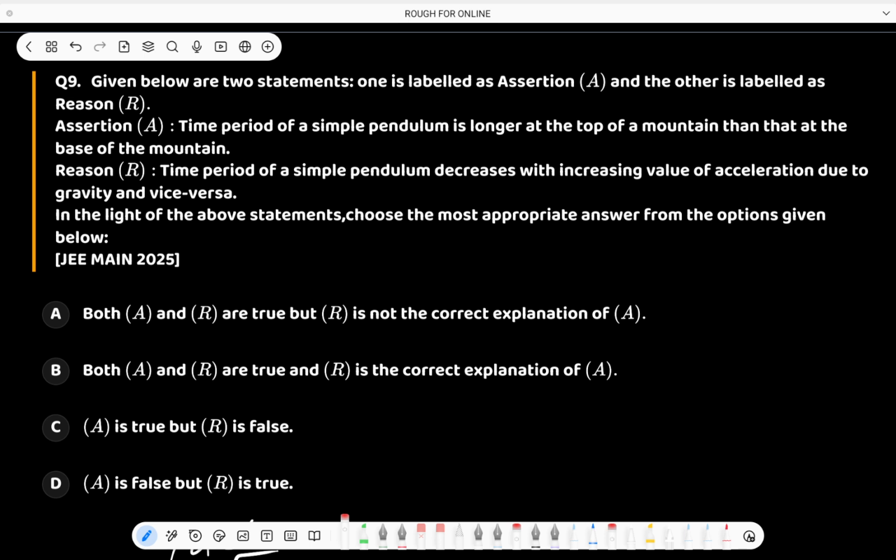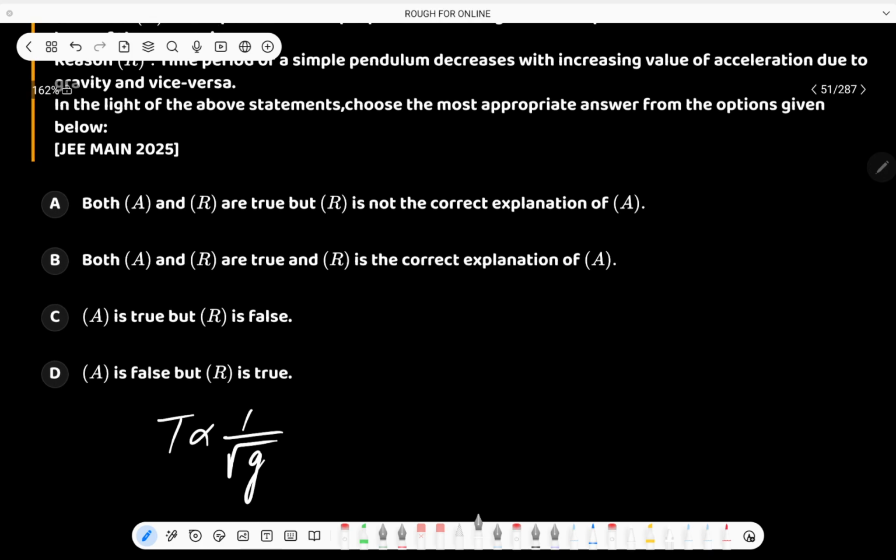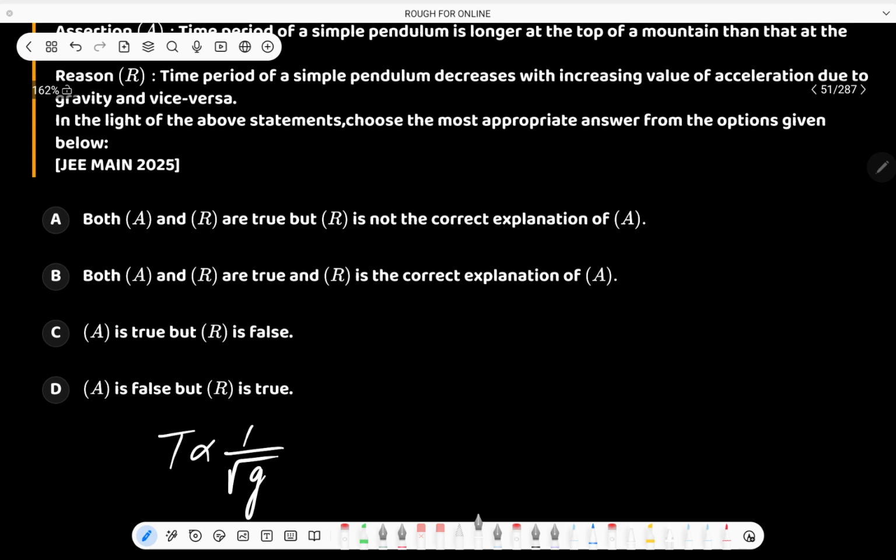Both the statements are correct, and the reason is the correct explanation of the assertion, because the assertion says that the time period of a simple pendulum is longer at the top of Mount Everest. As you move upward, the acceleration due to gravity decreases, hence the time period increases, and the time period of a simple pendulum decreases with increasing acceleration due to gravity. So the answer is: both A and R are correct, and R is the correct explanation of A.